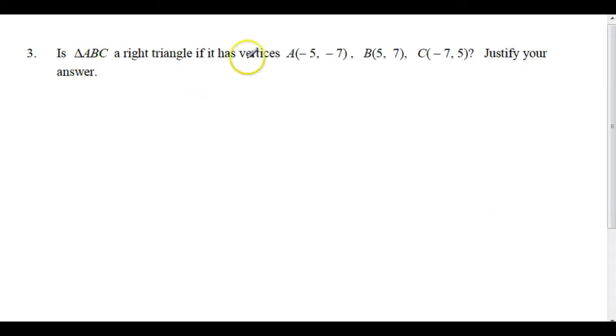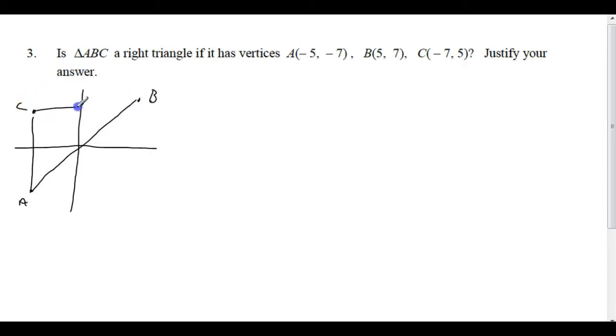Is triangle ABC a right triangle if it has vertices here, here, and here? Justify your answer. So the first thing to do is let's draw a sketch, and this is just a rough sketch. Just put stuff in about the right place. So negative 5, negative 7. So there's point A. 5, 7. Well, this will be exactly kind of opposite, right? 5, 7. So there's B, and C is at negative 7, 5. There's C. So here's kind of a rough sketch of what our triangle looks like.